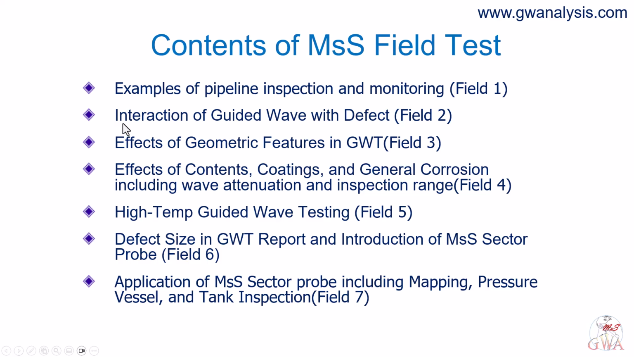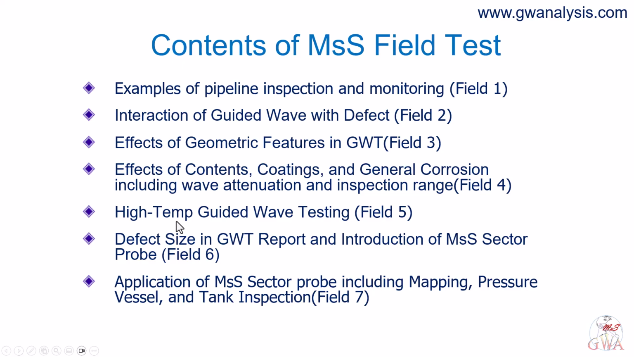Field 2 covers the interaction of guided wave with the defect, and what the technique can and cannot detect. Field 3 covers the effects of geometry features, pipe supports, welded attachments, and clamps, which are what you actually meet on plant piping. Field 4 covers contents, coatings, and general corrosion, including wave attenuation and inspection range. That module answers the question every client asks first: how far can you see?